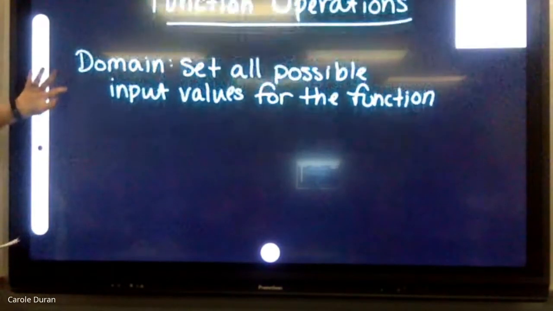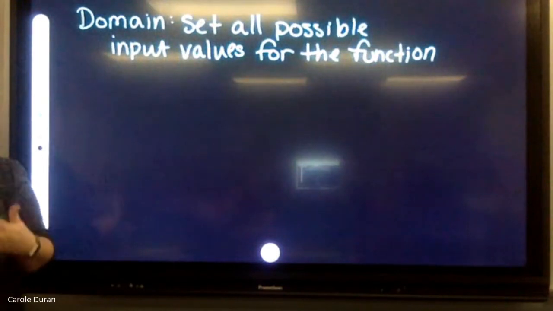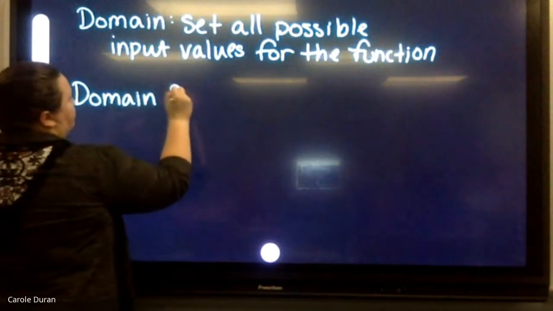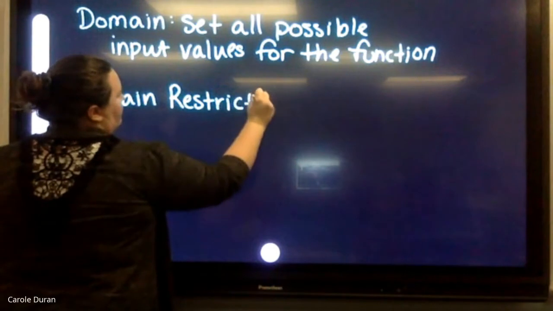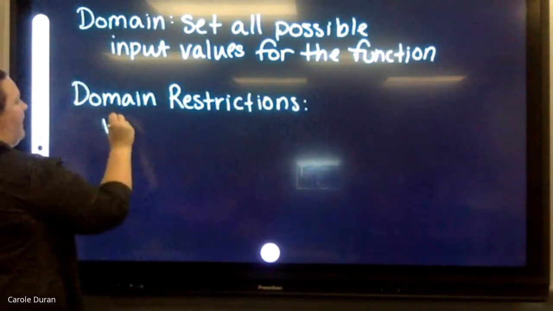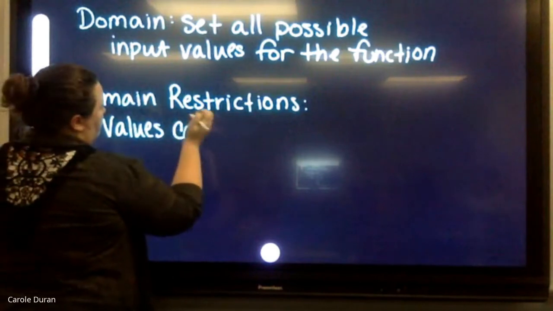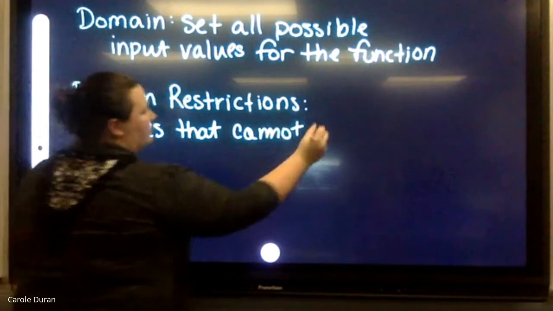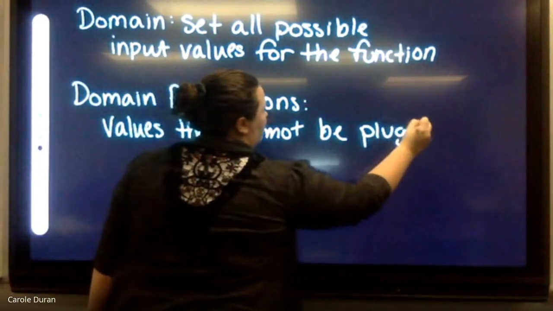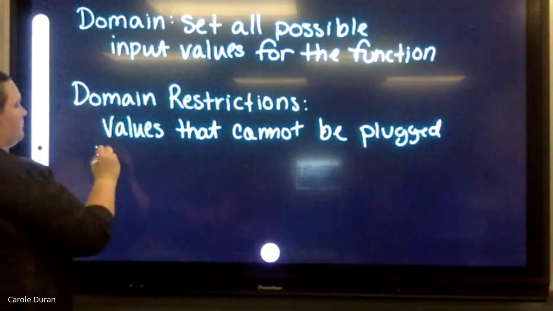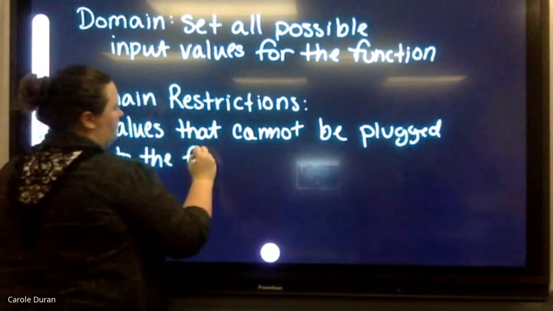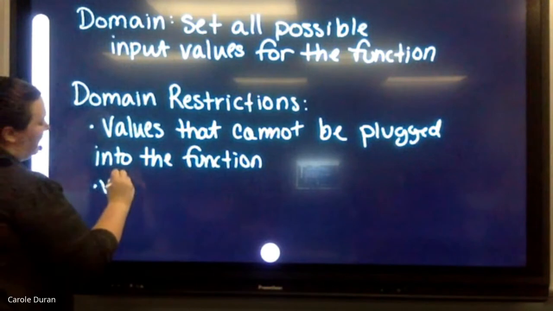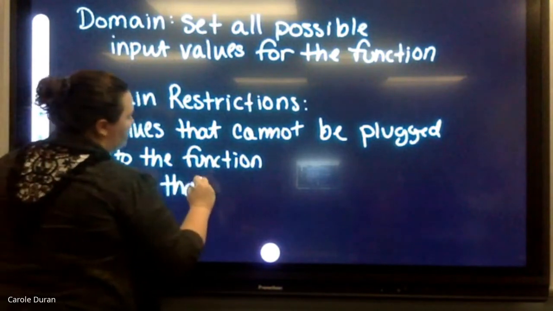Since we have a domain, we can also have domain restrictions. So these are the numbers that do not work for our function. So these are values that cannot be plugged in. More often than not, we identify these as the values that make our function undefined.